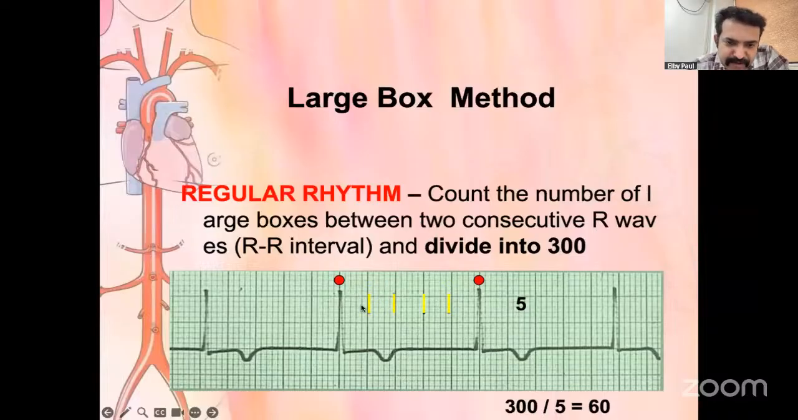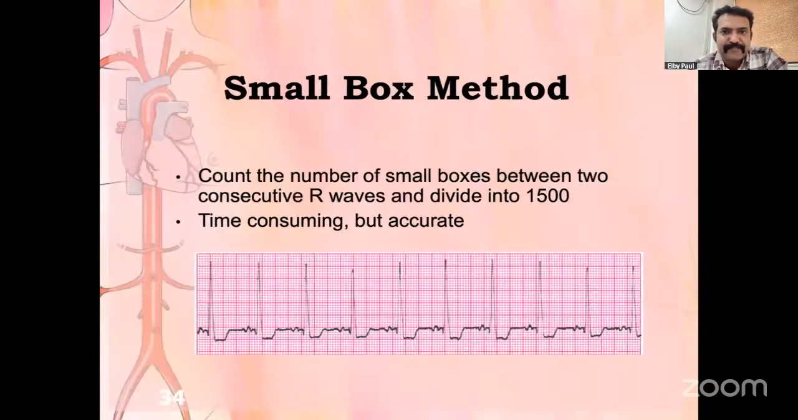When we go for small squares, you have to count the entire small squares in between the RR intervals, and you have to divide 1500 by that number. That will be the heart rate of the ECG. The small box method I already discussed with you: count the entire small squares in between the RR intervals and divide 1500 by it.